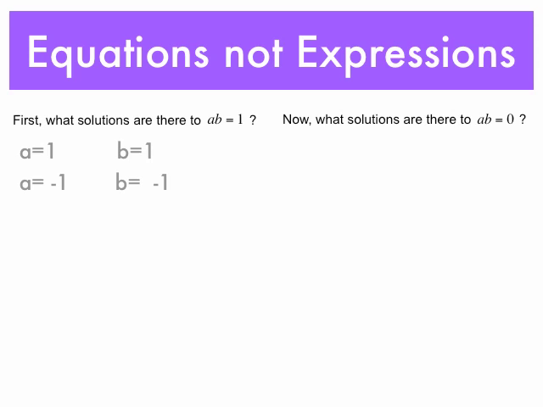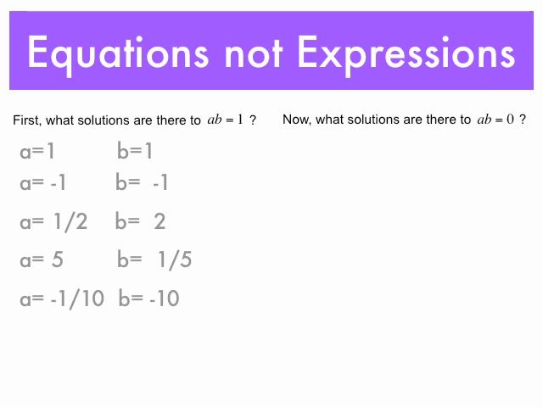You might think so if you've got factoring on the brain, which you probably do, but think about fractions as well. Okay, a could be 1/2 and b could be 2. Now all of a sudden we've got a bazillion answers. We could have a is 5, b is 1/5, a is -1/10, b is -10, a is 17, b is 1/17. So you could list answers to this equation all day long. And they're all answers, but none of them have any parts of them in common. The only thing that they have in common is that they're all solutions to that equation.